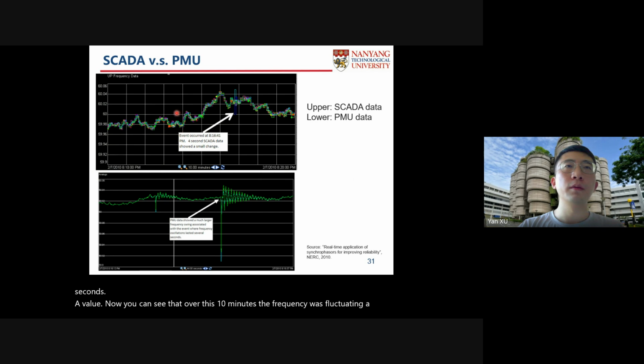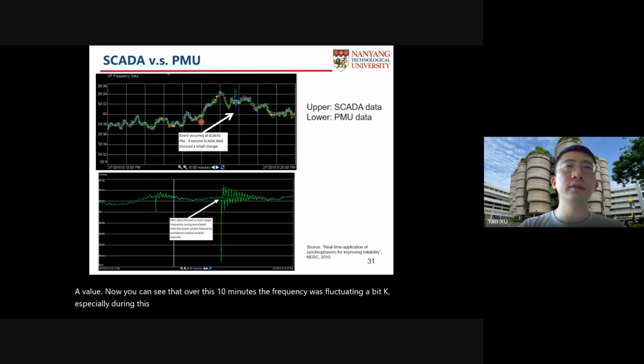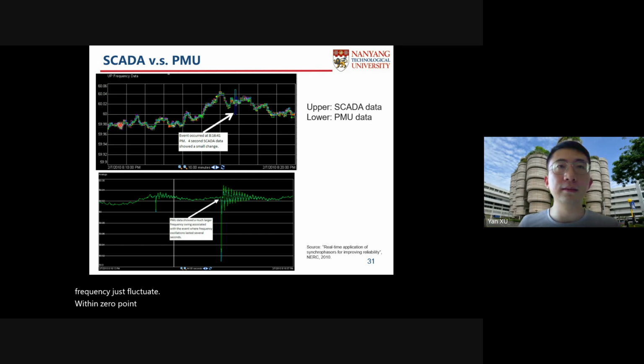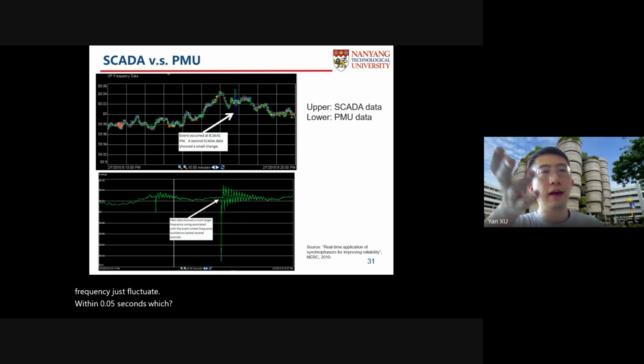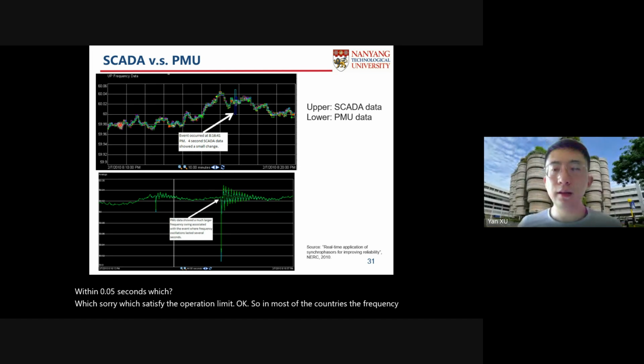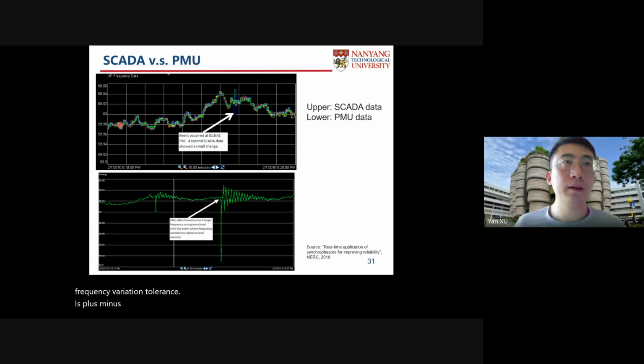especially during this range. Then after that, the frequency gradually increased. However, it has not increased much. If you look at the y-axis, it ranges from 59.9 to 60.06. So actually, the frequency just fluctuates within 0.05, which satisfies the operation limit. In most countries, the frequency variation tolerance is plus minus 0.05 hertz.